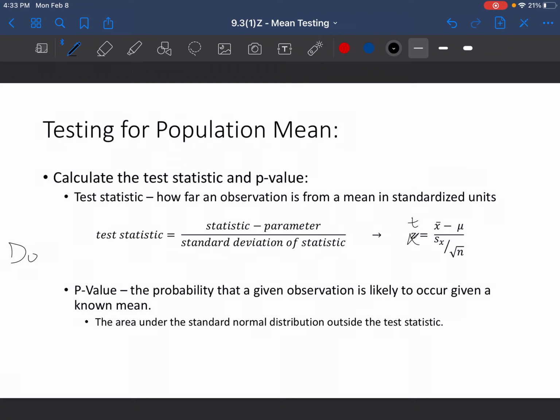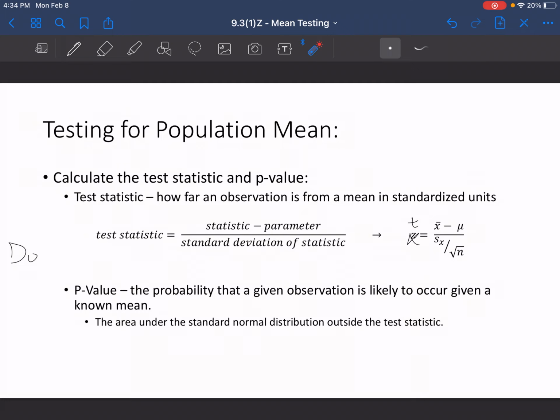So we need to calculate the test statistic and p-value. The test statistic is going to be how far an observation is from a mean in standardized units. So we need to basically put in whatever statistic we get from our sample minus the parameter, or whatever mean we're using for our null hypothesis, divided by the standard deviation of the statistic. So the standard deviation of the sample divided by the square root of the total number that's in our sample. Right there, and that's going to give us our t-value, our test statistic.